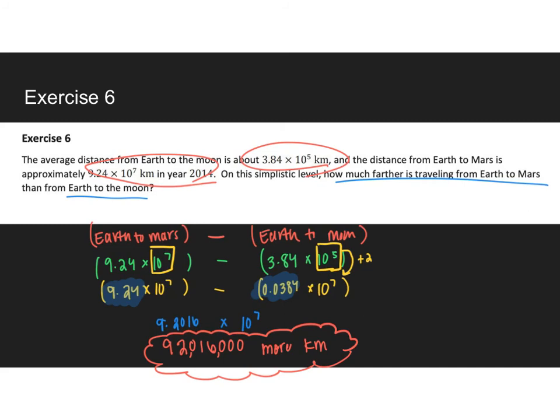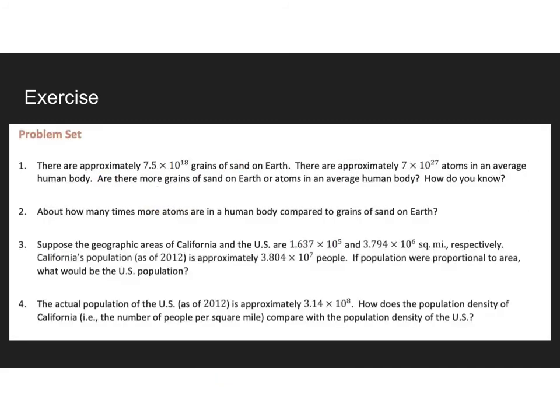All right, let's move into your practice. Here are the ones I want you to do on your own before you move into the exit ticket. Number 1, there are approximately 7.5 times 10 to the 18th grains of sand on Earth, and there are this many atoms. Are there more grains of sand or atoms in the human body? How do you know? So really look at these two numbers. You don't even have to do any computation. You can look at your exponents and explain that.